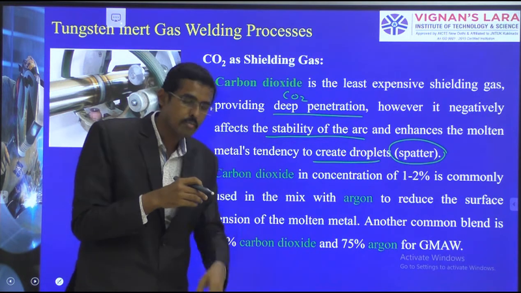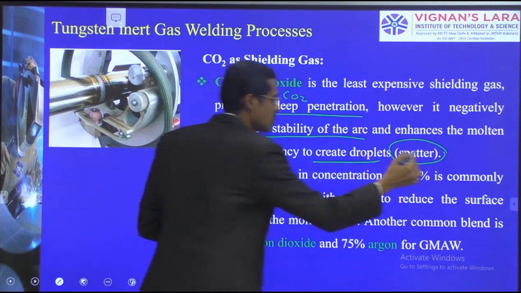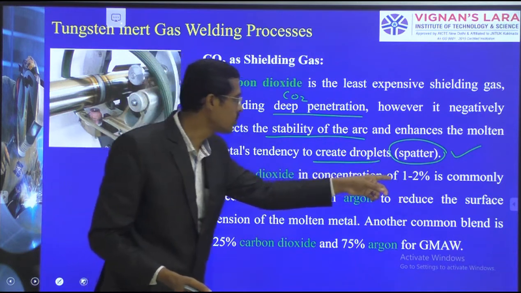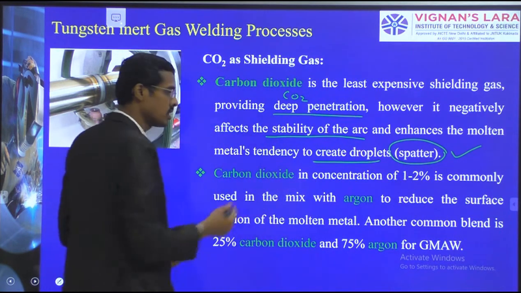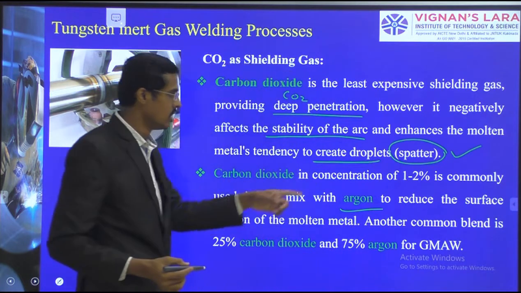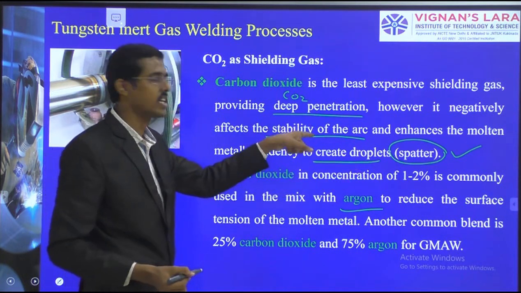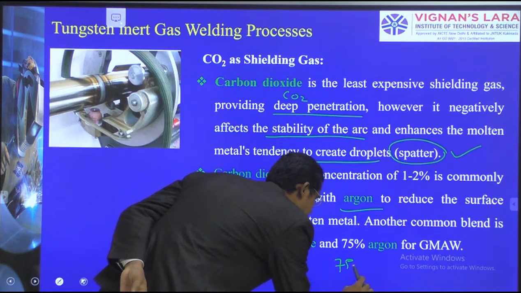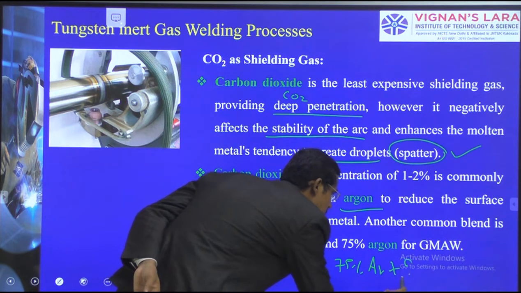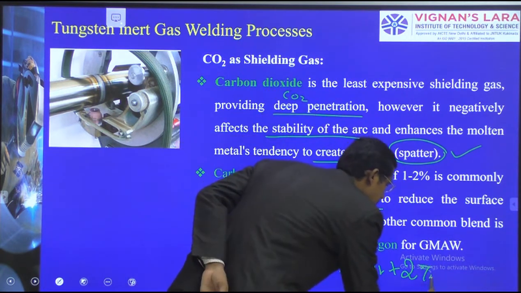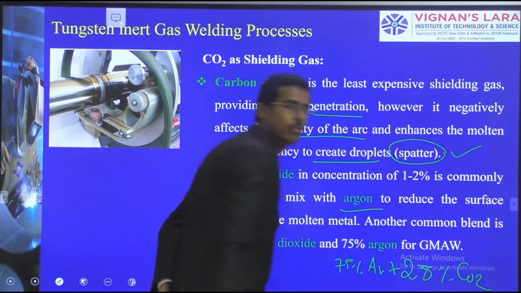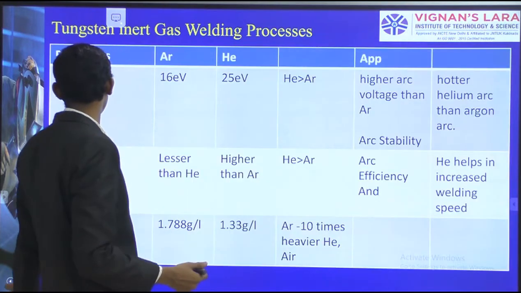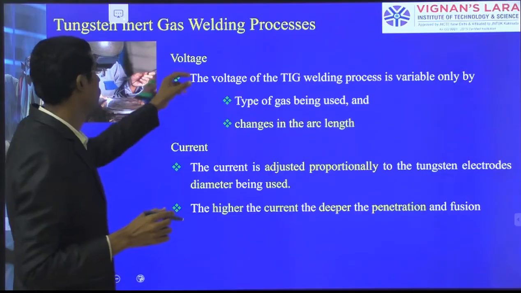In such cases, it may come and go to the other side, which causes the spatter. Carbon dioxide concentration of 1 to 2% is commonly used in the mixing of the argon. So what am I doing? I am using the CO2 for penetration, but protection is needed first. Therefore, 75% argon plus 25% CO2 is commonly used in this category. So these things, the voltage we have to identify.